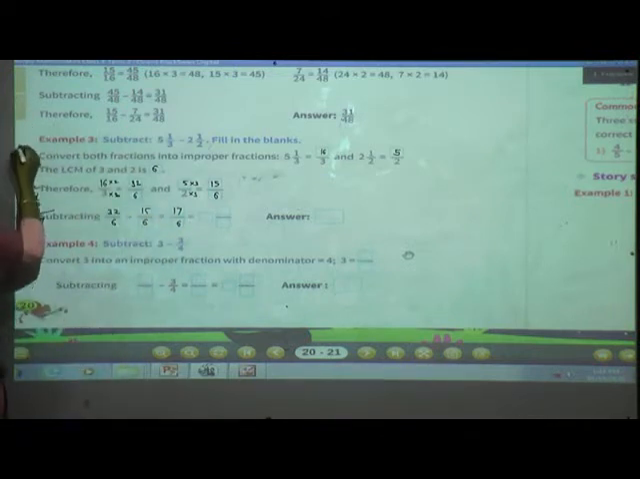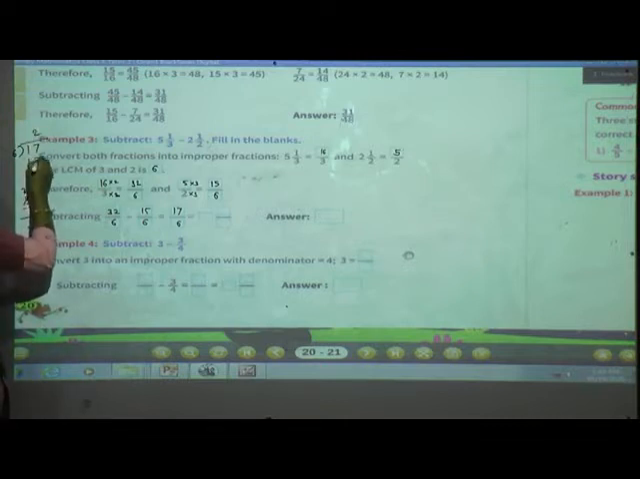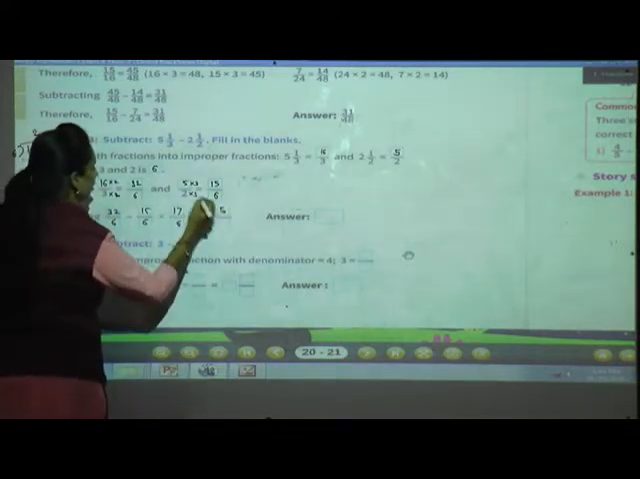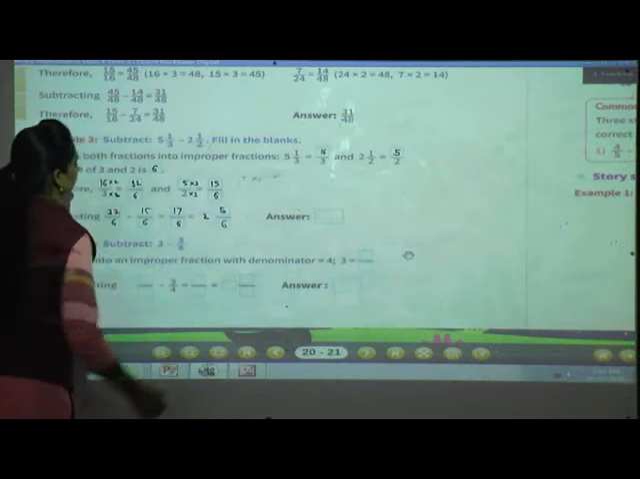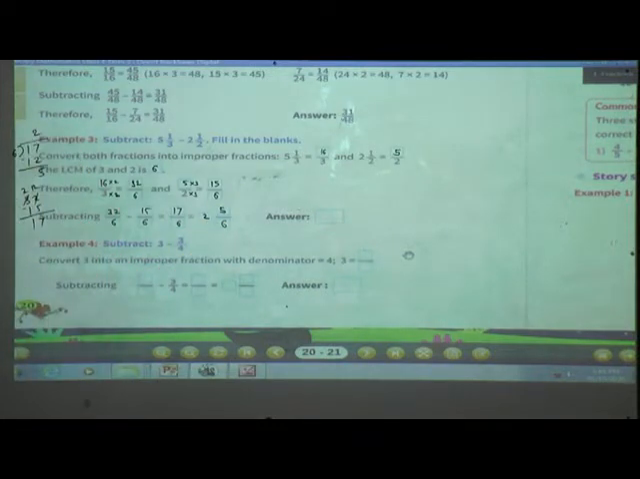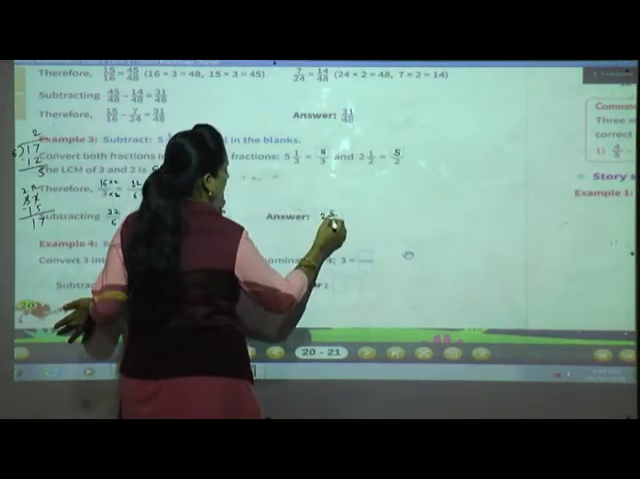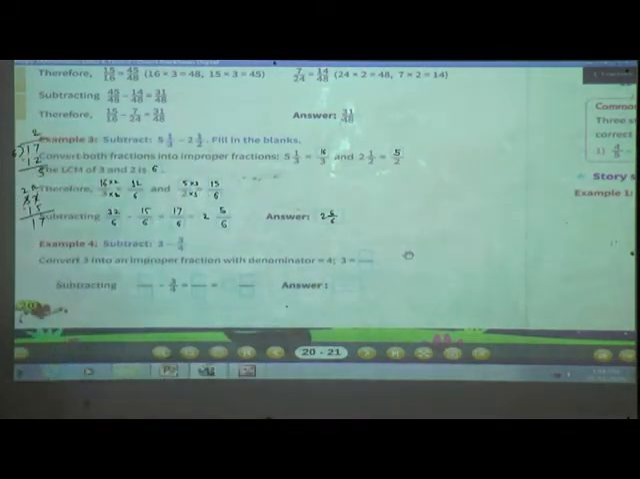Now we will do the rough work. In the 6 table, 17 is there? No, 6 3s are 18, so we have to go with 2, 6 2s are 12, 5 will remain. So first we have to write the quotient, then the remainder, then the denominator, that is division. Clear? So what is the answer? Here once again you have to write 2 5 by 6. Understood? Is that clear? Yes.